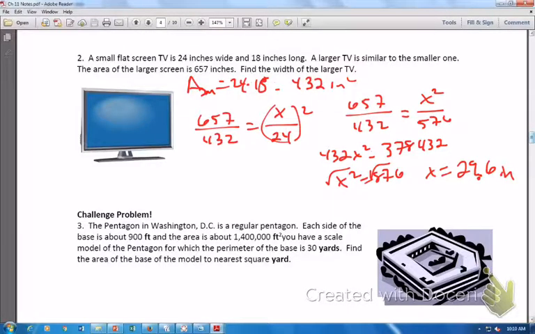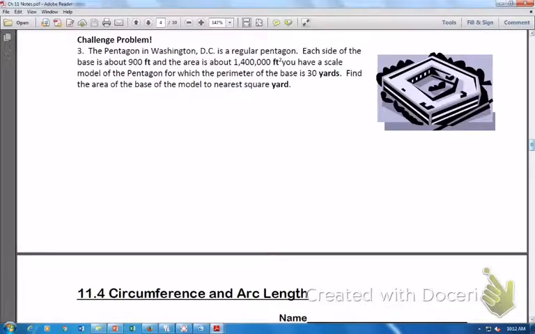Okay. All right, your challenge problem. The Pentagon in D.C., each side of the base is 900 feet. The area is about 1.4 million feet squared. And we're going to make a scale model where the perimeter of the base is 30 yards. So pay attention to the fact that we just changed units. Find the area of the base of the model to the nearest square yard.